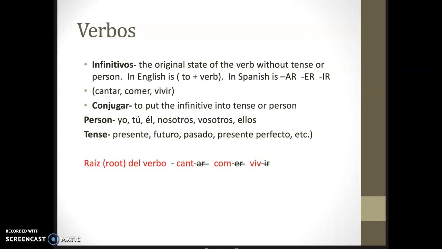So the first thing is to find the root of the verb, or la raíz del verbo. And you achieve that by taking out the AR, ER, or IR endings. So you can see in here, we have the AR ending taken out, and then the root will be cant, the red part. Comer, you take out the ER, and the root will be com, the red part. And the IR verb, you take out the IR, and it will be viv.